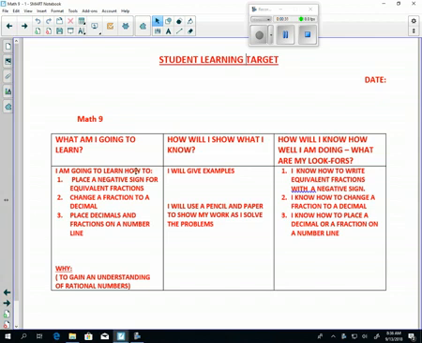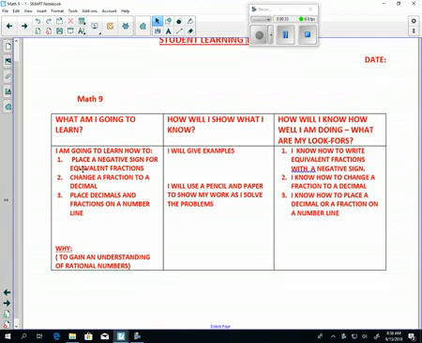All right, so here you'll see what we're going to be doing. We're going to look at placing negative signs for equivalent fractions. I'll go over what an equivalent fraction is. We're going to change a fraction to a decimal. We had a little bit of that as a review, but I'll show you how to do that again. And then placing decimals and fractions on the number line. So we're going to be using pencils and paper to do this.